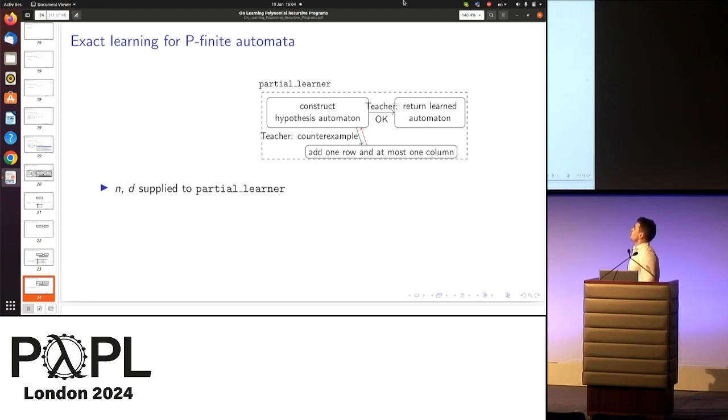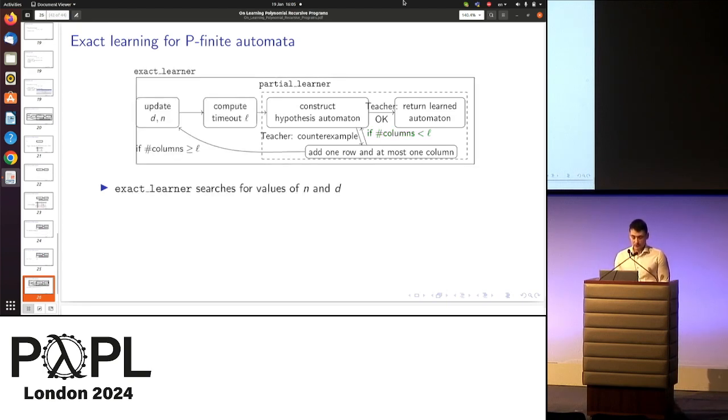What I haven't told you so far is that this partial learner makes an assumption about how many states the target automata has. And using that, we are able to compute a timeout. If the size of the table exceeds some timeout, which depends on the number of states and the maximum degree of the polynomial in the target automata that were guessed, then it means that we have the wrong choice.